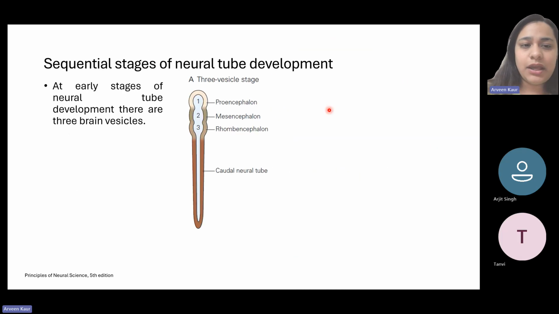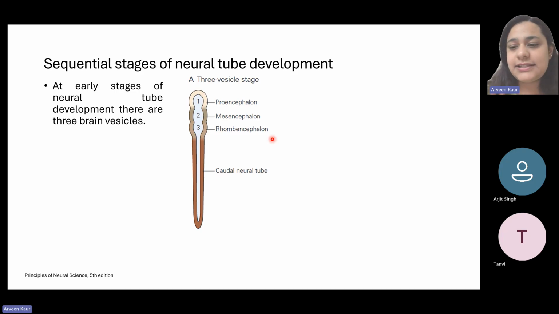Then we saw that the brain that is formed is sequentially formed. It is not like the entire structure of the brain is always there, right? So in that neural tube itself, there are different stages present during embryonic development. The first stage is a three vesicle stage, right? In this stage, you can see there are three major vesicles. They are the proencephalon, mesencephalon, and rhombencephalon.